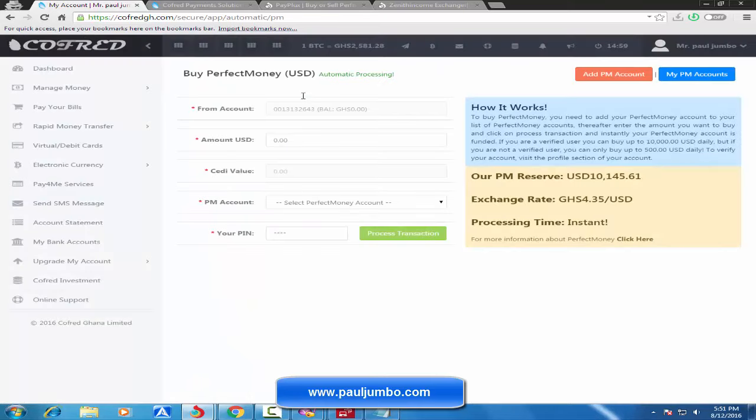You can see the way it is. So you just add your Perfect Money account. You see they say 4.352, and you select. So yeah, I'll just need to add my Perfect Money account so that next time they'll be sending it very, very fast. Okay, that is that.